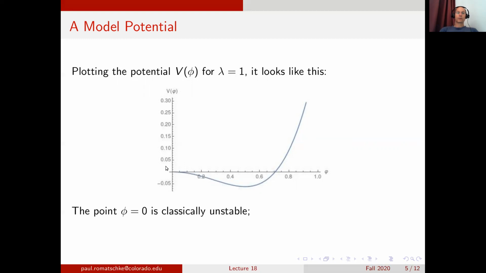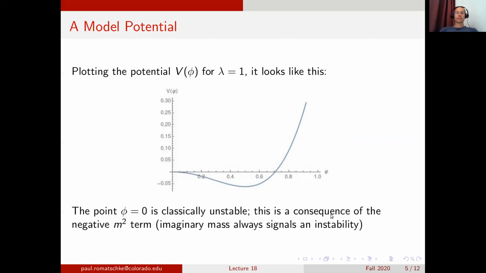Note that the point phi of 0 is classically unstable. If you placed a point particle at this point, it would basically roll down the potential. This instability is a consequence of the negative m squared term that we have in our potential. Negative m squared means imaginary mass, and you can use it as a rule of thumb that whenever you have an imaginary mass in a physical system, this always signals an instability of the system.